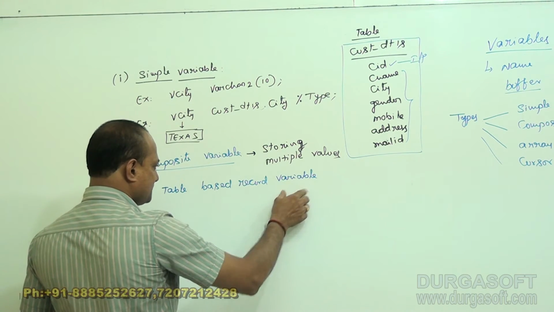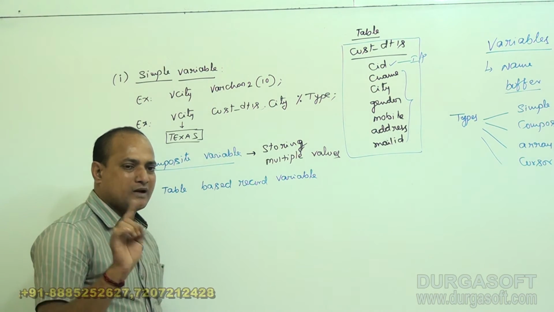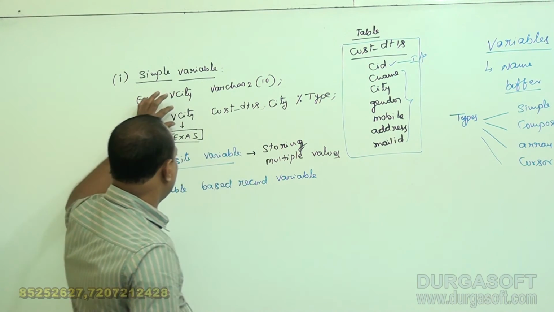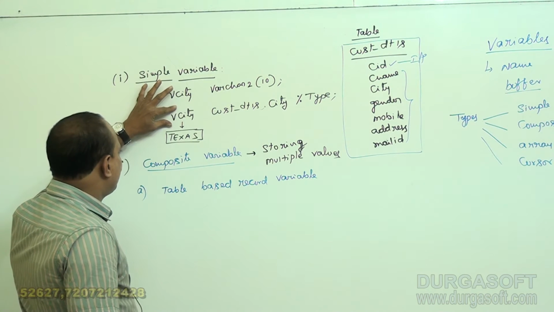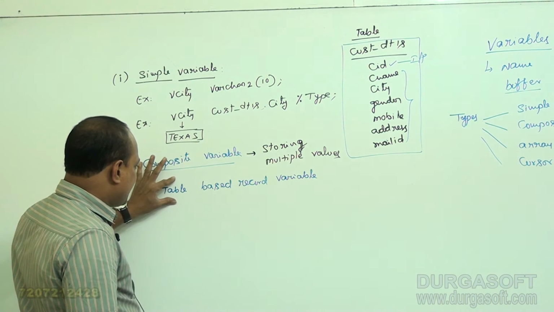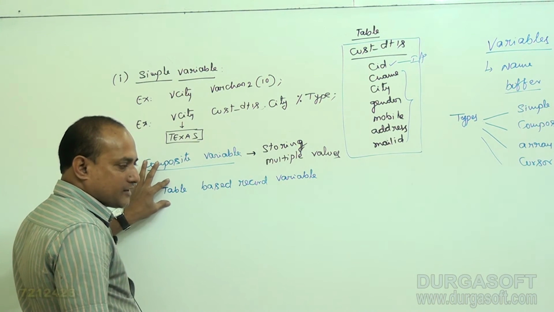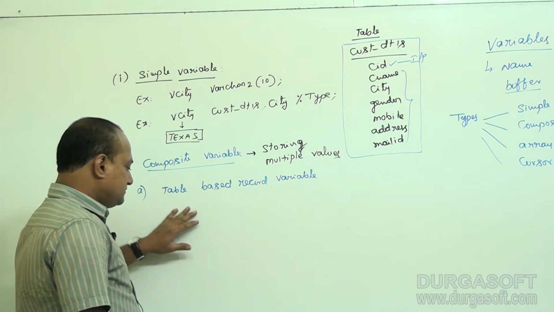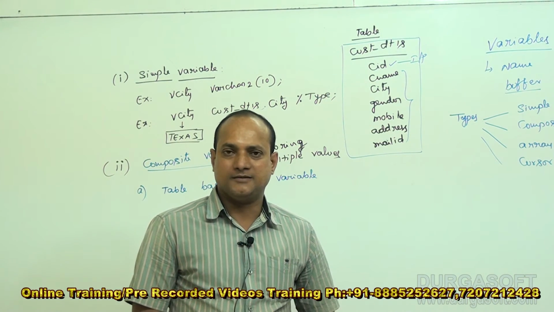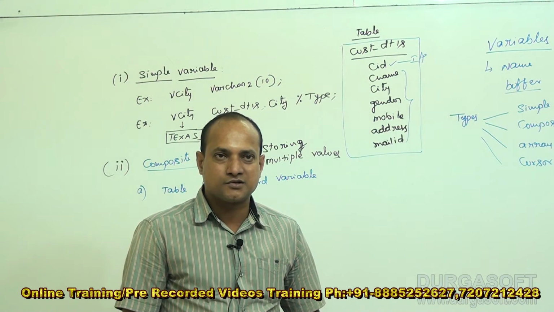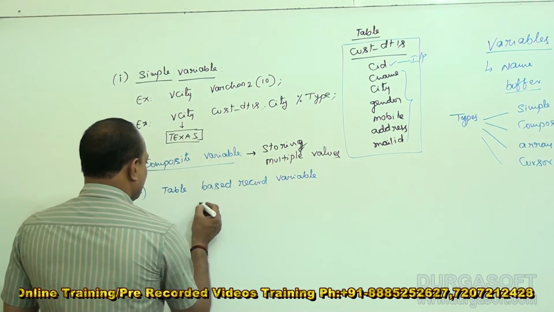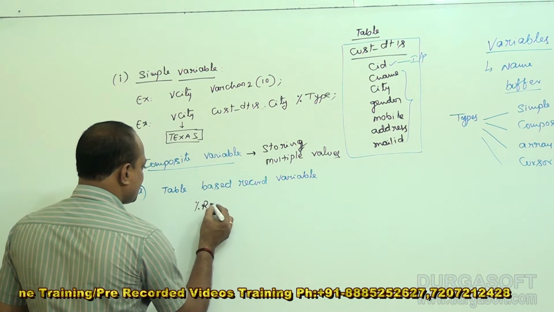This is able to store one record from the table. Generally, if you declare a variable like this, you can store one value at a time. If you declare this table based record variable, then it is able to store one record from that table. How should I declare it? By using the keyword %rowtype.